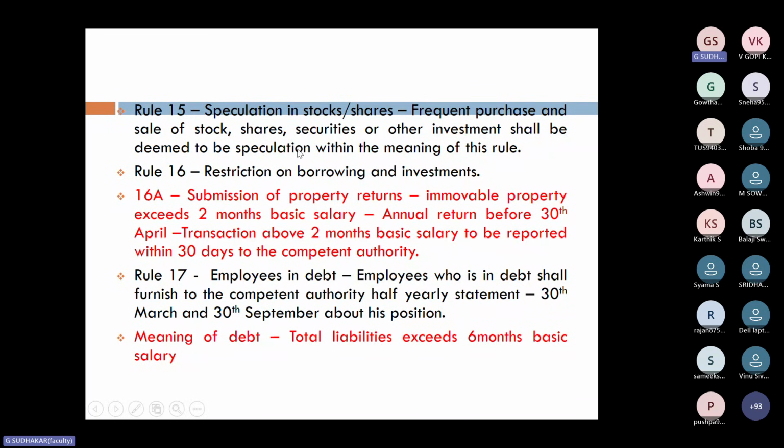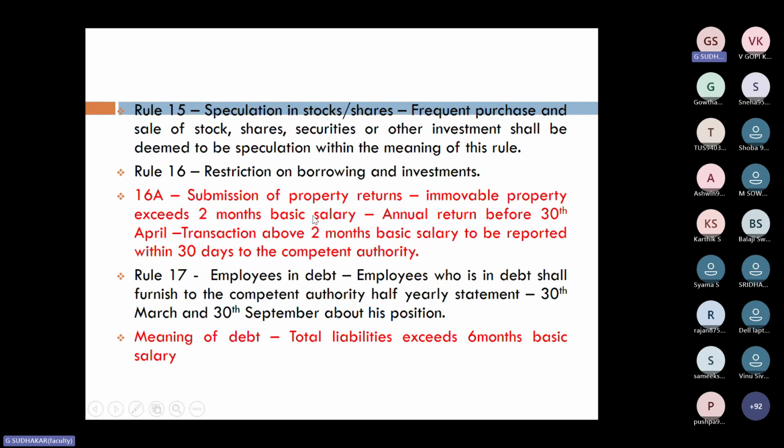Restrictions on borrowing and investments. This red mark is very important. Frequently asked question, FAQ. Submission of property returns, immovable property exceeds 2 months basic salary. Remember, immovable property, 2 months basic salary, annual return before 30th April. Transaction above 2 months basic salary to be reported within 30 days to the competent authority. This is immovable property, more than 2 months basic.